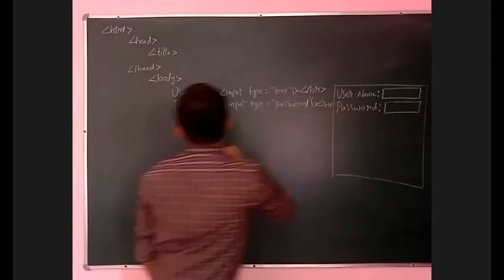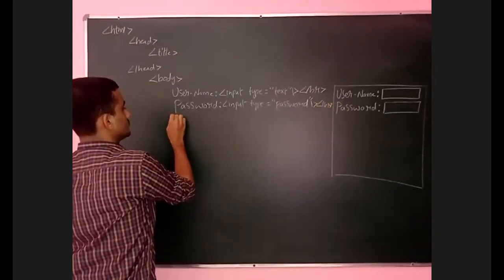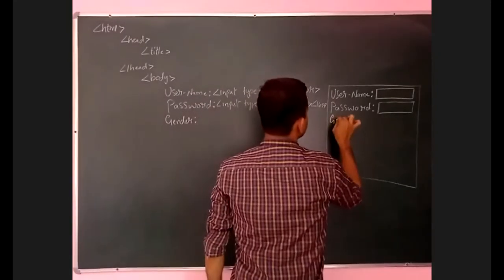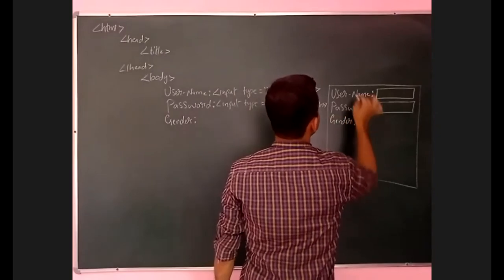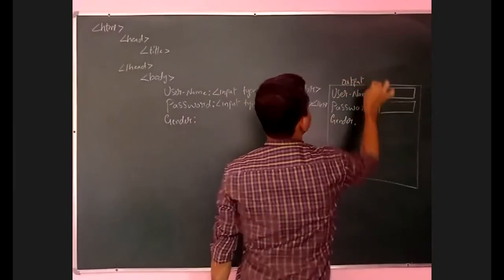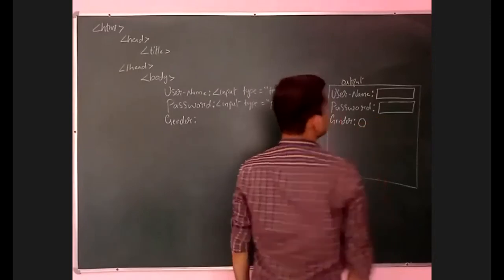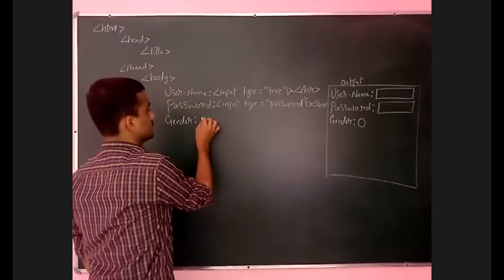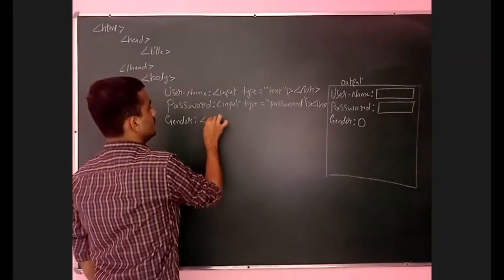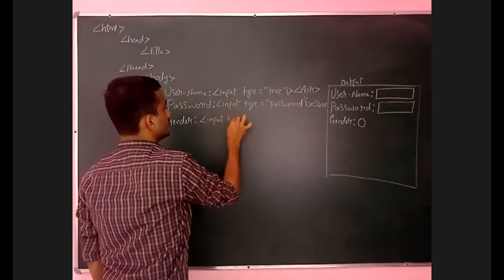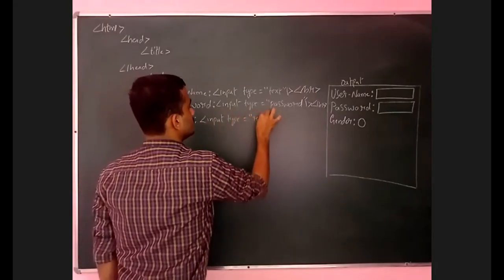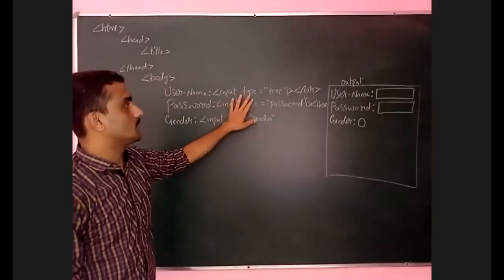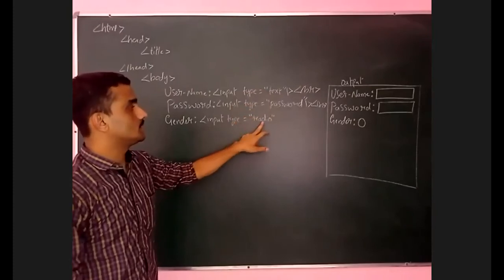Then let me think of a radio button. It should display like this, so that is gender. Simultaneously I am writing the program and the output. Then the radio button should appear. This is called a radio button. For this to appear on the screen, we have to write input type is equal to radio. This is the value we have to remember: type attribute with text value, type attribute with password value, type attribute with radio value.